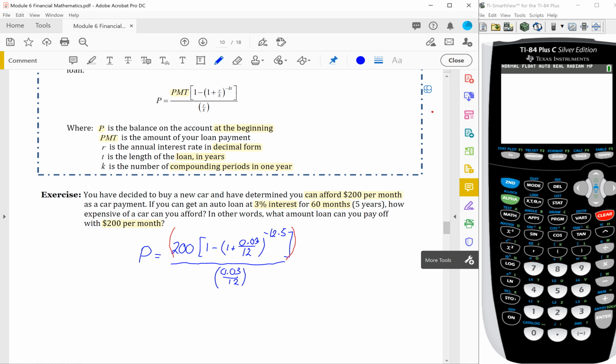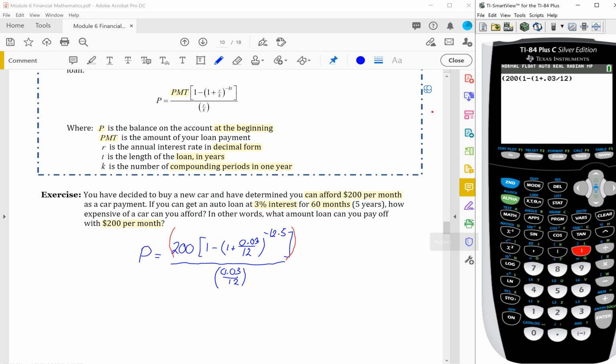So I'll go ahead and put a starting parenthesis. 200 times 1 minus parenthesis 1 plus 0.03 divided by 12, closing parenthesis. That starts the interest rate portion of this.